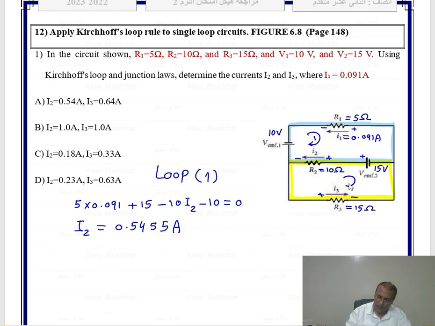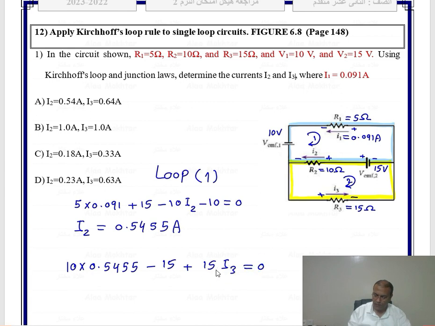From loop number 1, then I take loop number 2 in the same direction, clockwise, starting from this point, positive 10 I2. 10 multiply I2 is 0.5455. When I get out from the battery, I find a negative 15 voltage, continuing in the loop, positive 15 I3, reaching the same point, equal to 0.